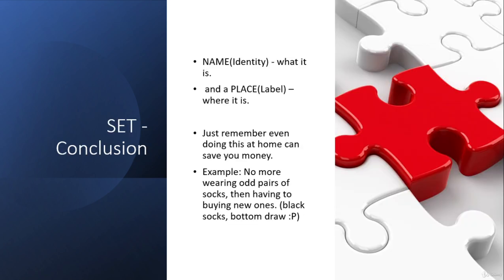So let's conclude set. The best way to conclude set is the name. First, make sure your item has an identity of what it is. And the second most important part of this is the place, the label, where it is or where it can be found. Just remember that even doing this at home can save you money. An example of this would be no more wearing odd pairs of socks or having to buy new ones, because you know your black socks always go inside the bottom drawer and your color socks always go inside the middle drawer.